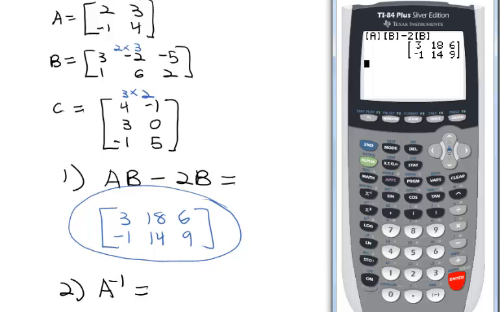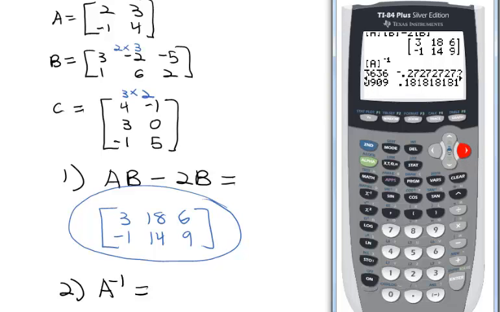We grab matrix A, second matrix. Matrix A is number 1. And the inverse button is the x to the -1 power. That finds the inverse of the matrix. And when I hit enter, it's going to give me the inverse of matrix A, which is an ugly, ugly decimal. We can scroll over to see all the ugly decimals of all the values.